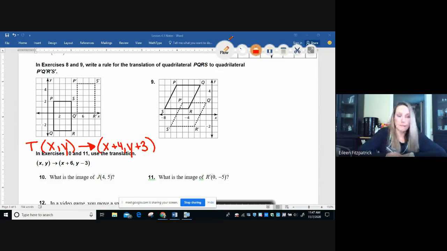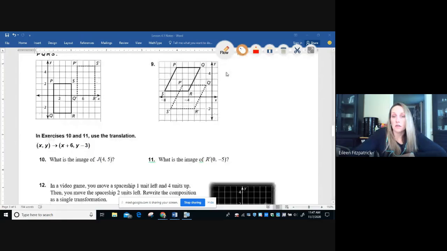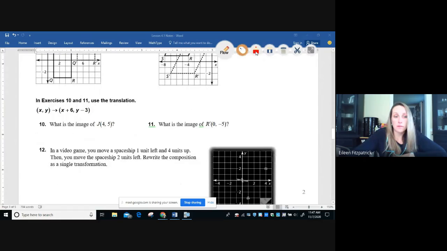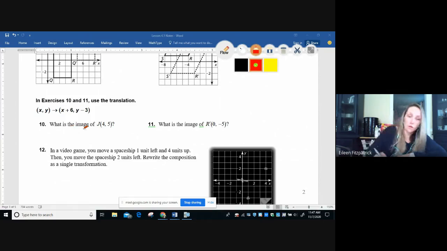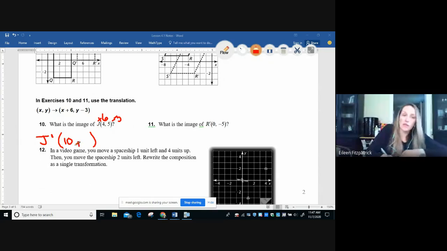Okay. All right. For problem 10, we're going to apply the rule to the given coordinate. They're telling you to find the image of J, so that means J prime is what I'm looking for. After I move all points 6 units to the right, so I'm adding 6 to all the X's, and 3 units down. Subtract 3 from the Y's. Okay, so 6 and a 4 gives you a 10. 5 minus 3 is going to leave you at a 2.